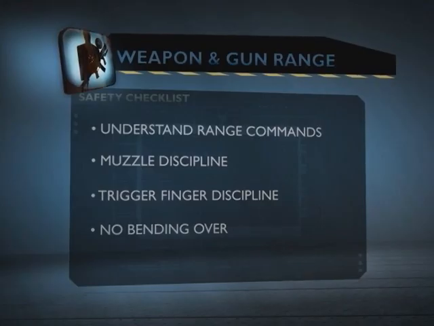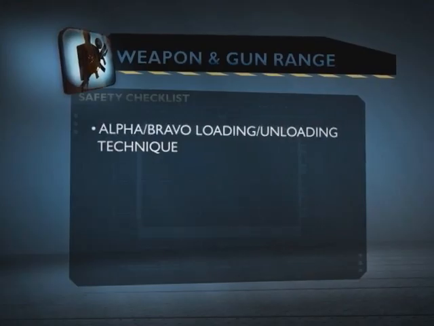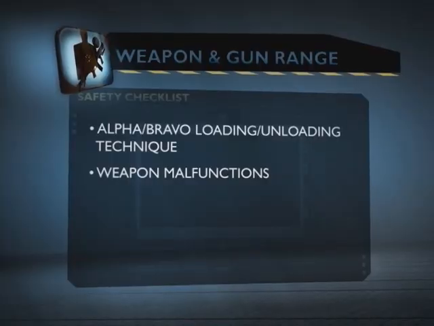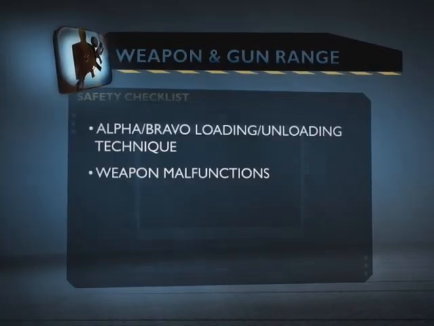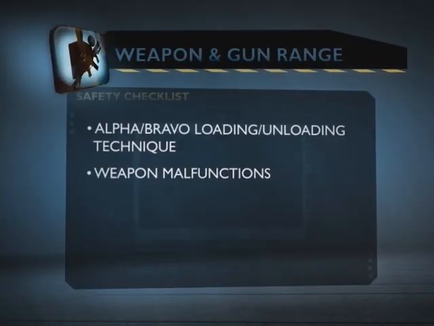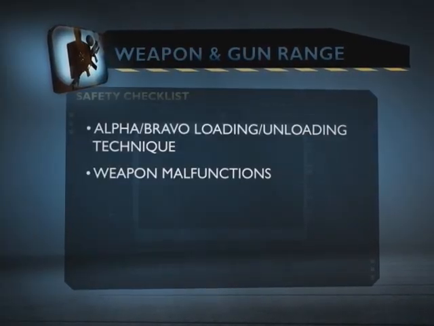We use the Alpha Bravo unloading and loading technique. Again, weapons malfunctions: for a misfire or hang fire, tap, rack. Bang. All right, tap, rack, ready. No, tap, rack, bang. And also squib load, raise your non-shooting hand, and verify that the weapon is still in a safe mode.